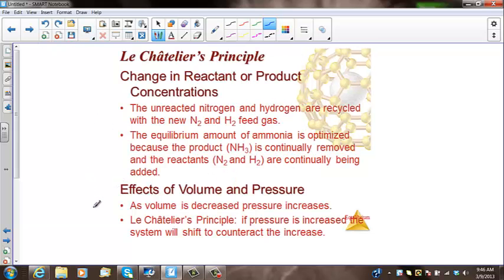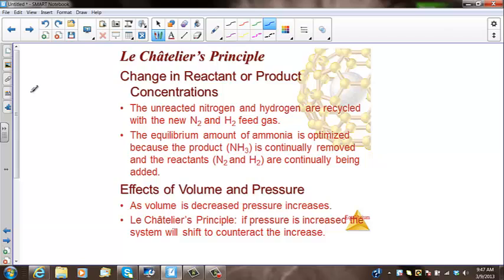So let's look at what happens when we change a reactant or product. The unreacted nitrogen and hydrogen gases, I said, are recycled with the new N2 and H2 feed gases. So the equilibrium amount of ammonia is optimized because all of the product is continually being removed and the reactants N2 and H2 are continually being fed into it. The effects of volume and pressure. As the volume is decreased, pressure increases.